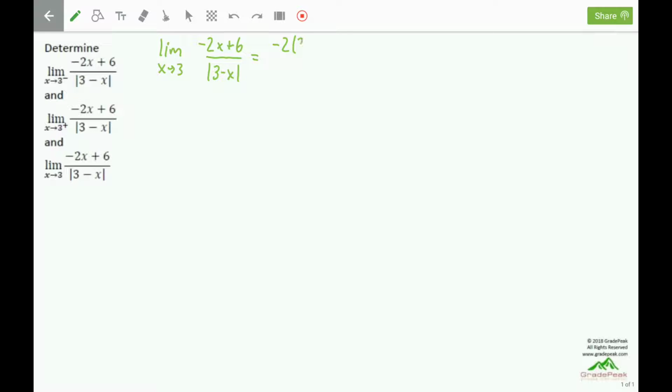In the numerator, that'll give us negative 2 times 3 plus 6. In the denominator, that'll give us the absolute value of 3 minus 3. In the numerator, negative 2 times 3 is negative 6, plus 6, over the absolute value of 3 minus 3. And negative 6 plus 6 is a 0. And 3 minus 3 is a 0 in the absolute value.